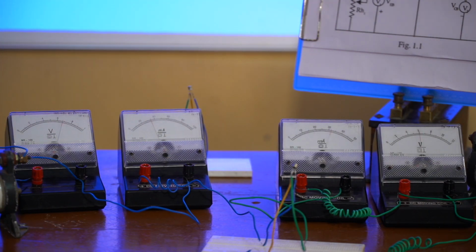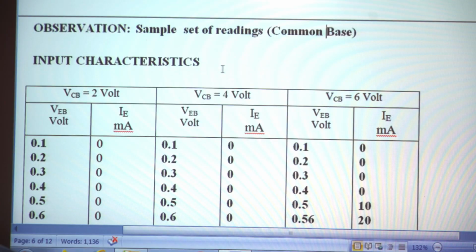The IC value remains a constant. Now, you can plot the curve, the input and output characteristics. Now coming to a sample set of readings that we obtain in the common base configuration.